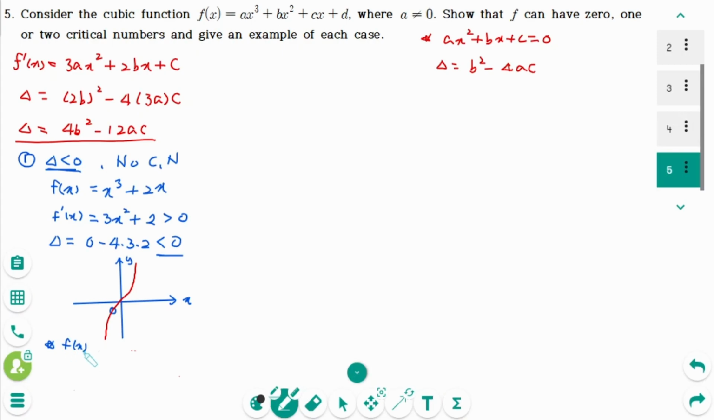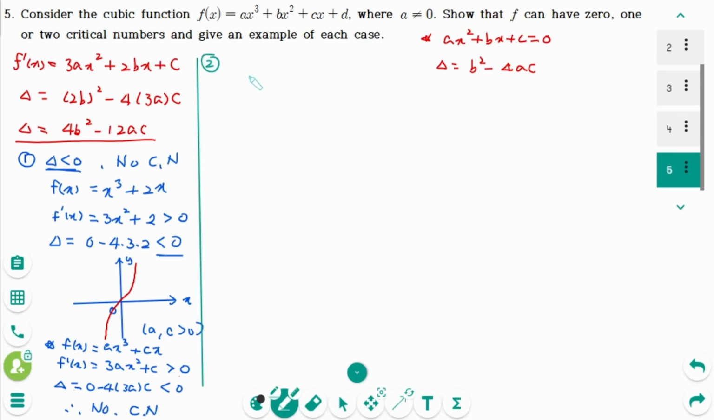If f of x equals ax cubed plus cx, then a and c are always positive. That means f prime of x equals 3ax squared plus c, which is positive. Then the discriminant is 0 minus 4 times 3a times c, which is always negative. So no critical number.